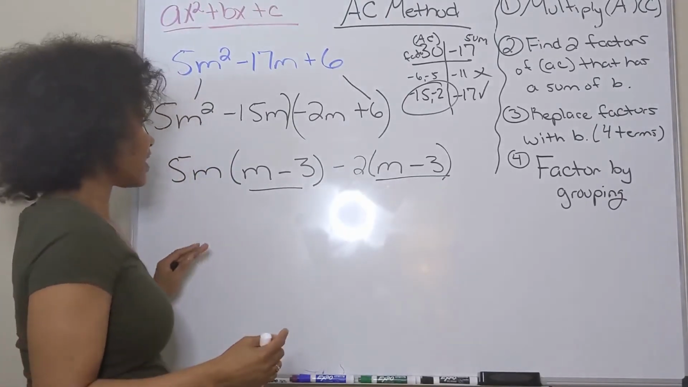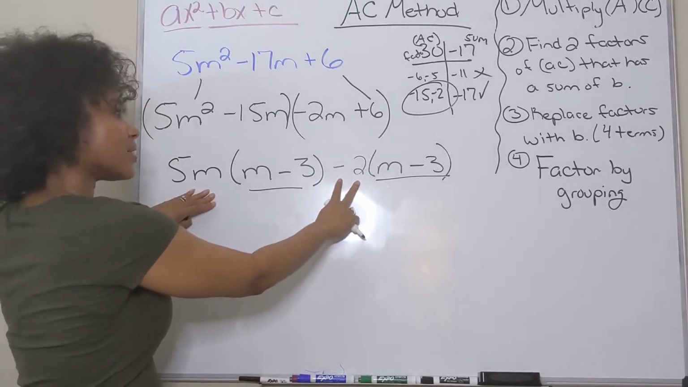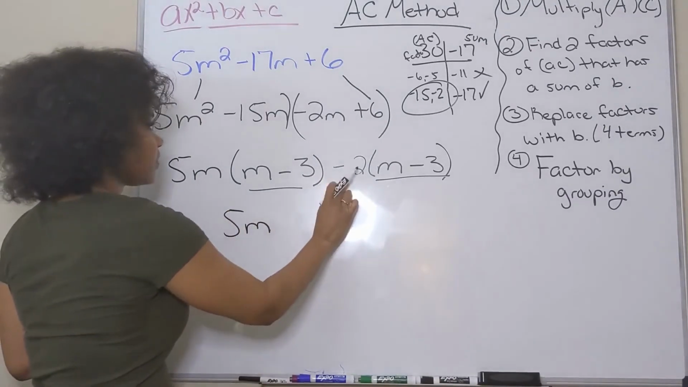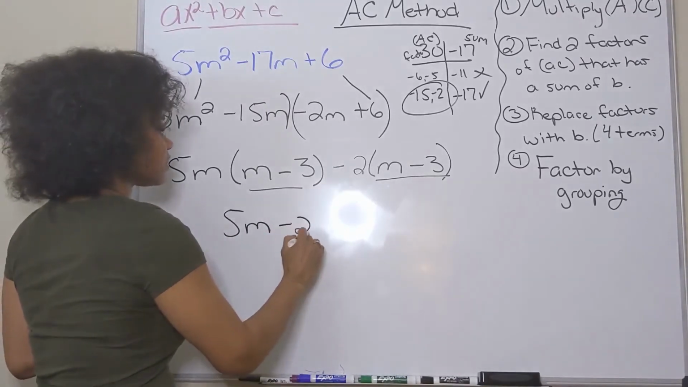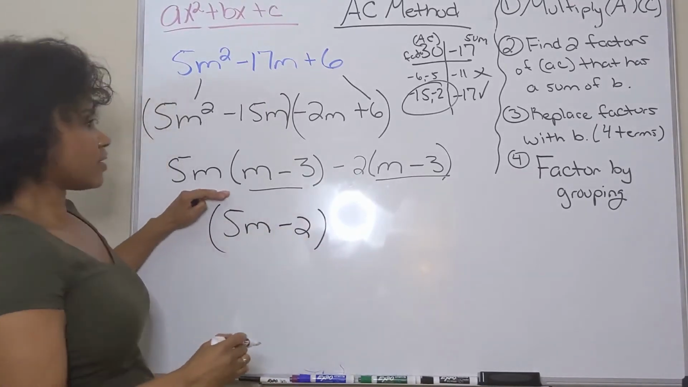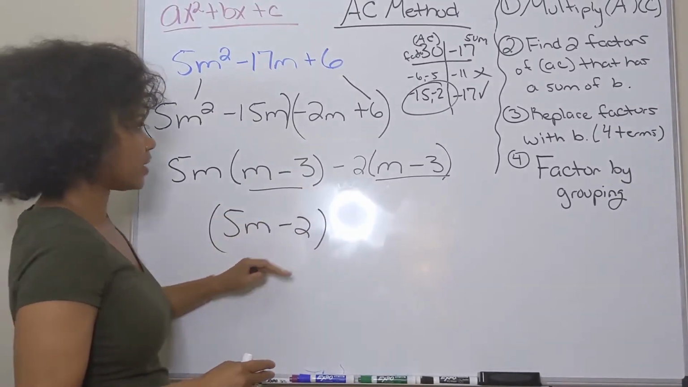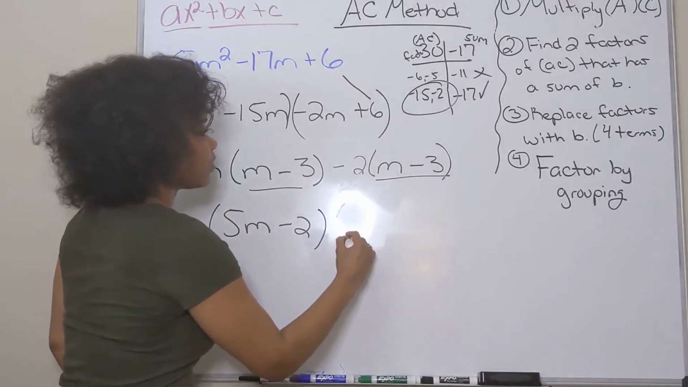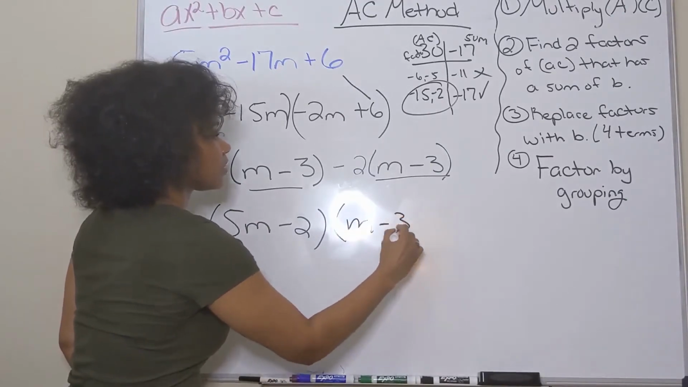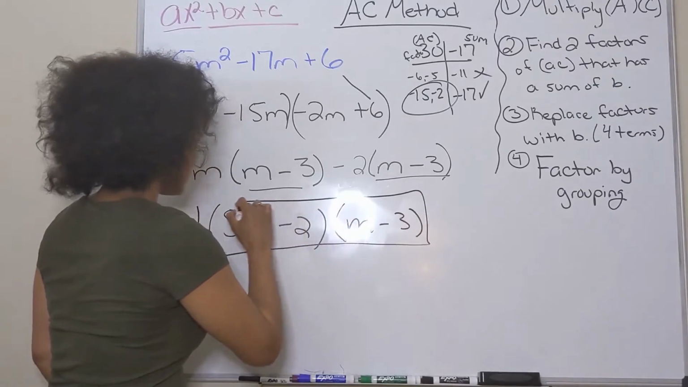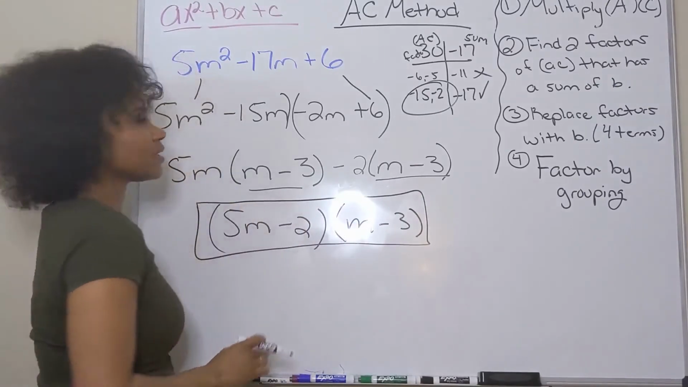So now last up, my outside terms here, 5m and negative 2. So 5m minus 2. I put a minus because it's a negative. And then I bring down one of my binomials, or factor out one. And there you have it. You have factored this trinomial using the AC method.